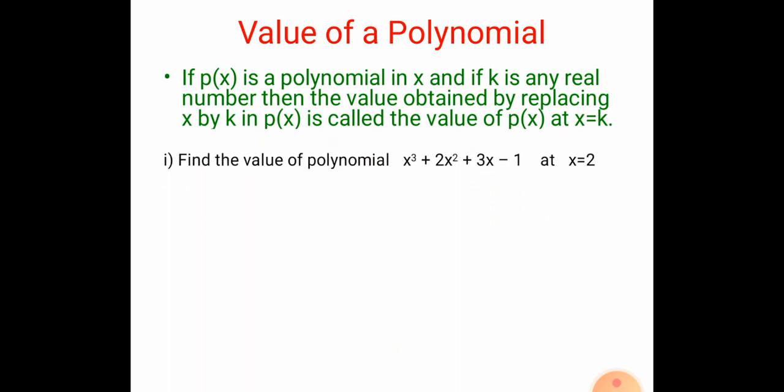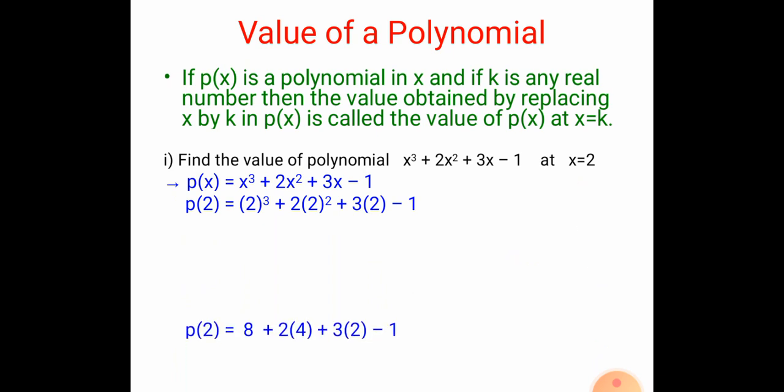Now this given polynomial is x cube plus 2x square plus 3x minus 1, and we have to substitute the given value, that is x equal to 2, in place of x, and we have to get the value. So first the given polynomial we have to say that it is p of x, then we have to substitute the value of 2 in place of variable x. So 2 cube plus 2 into 2 raised to power 2 plus 3 multiplied by 2 minus 1.